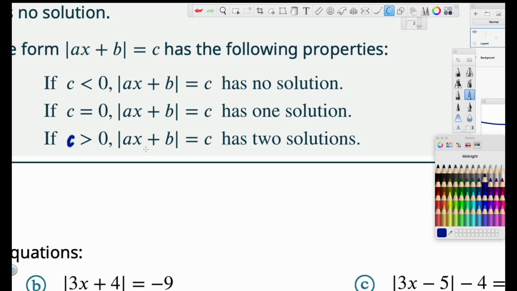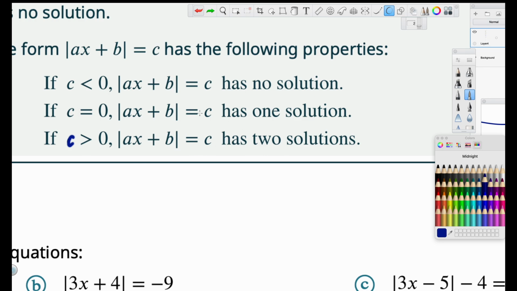Let's just think about this. Let's say c were 2. Then inside this absolute value, it could be a positive 2, because the absolute value of 2 is 2, or it could also be a negative 2, once we've evaluated everything inside here. If it's negative 2, then the absolute value of negative 2 is a positive 2. So we could get 2 potential solutions if our c value right here is positive. If it's negative, there's no solution. If it's positive, it has 2 solutions.